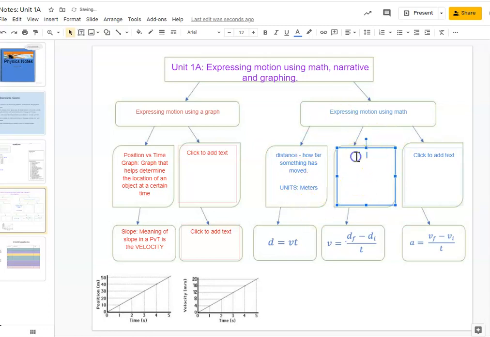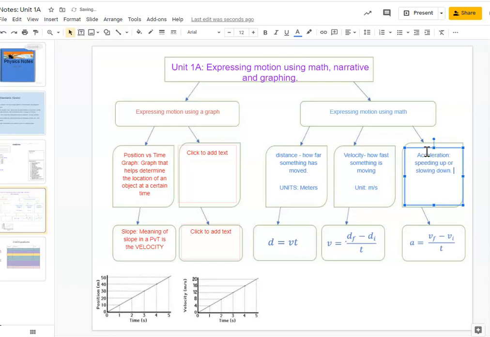And down here, we're going to talk about velocity. You already talked about velocity. We talked about the slope of a PT graph is the velocity. So velocity is how fast something is moving. And its unit is meters per second. And then the last one is acceleration. And acceleration is determined if something is speeding up or slowing down.